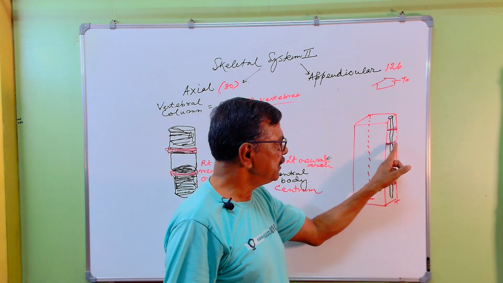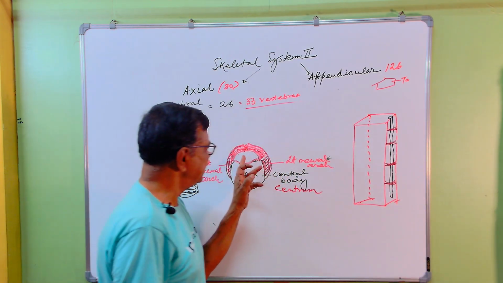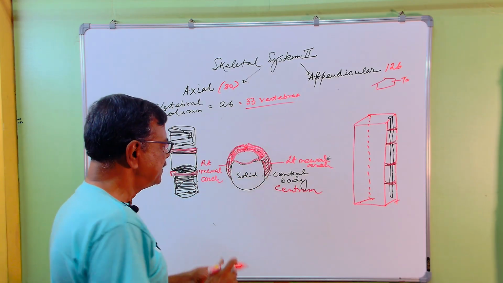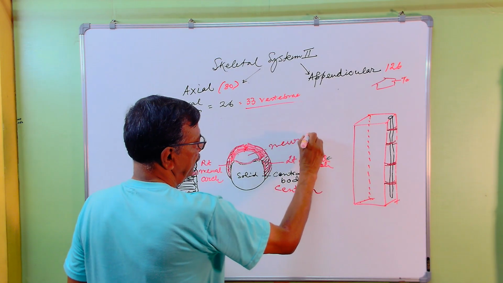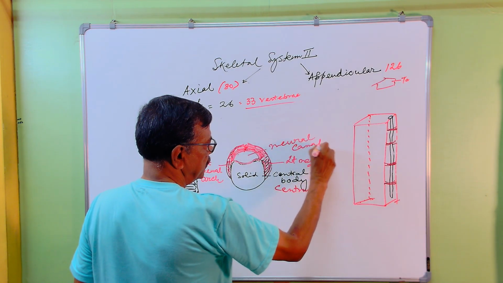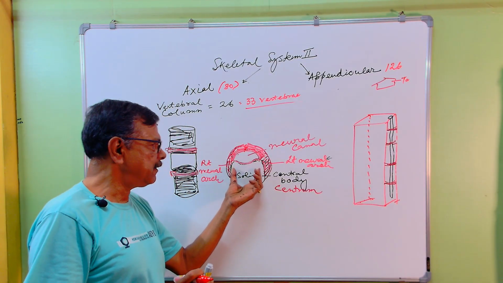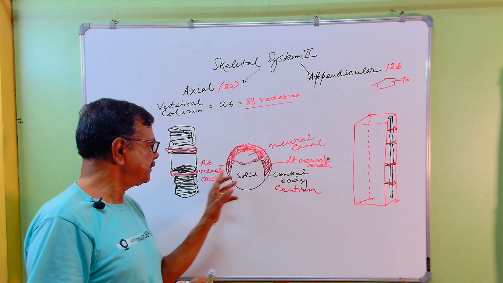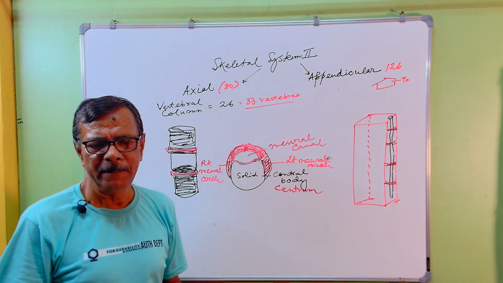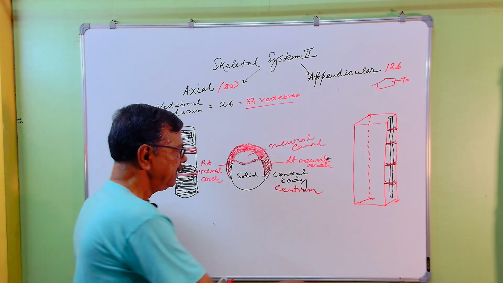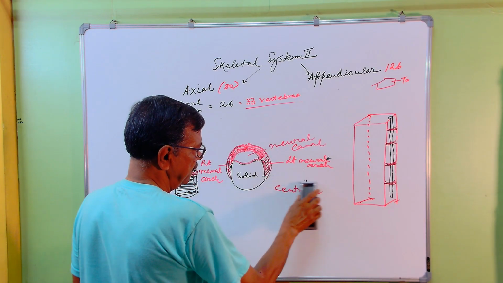With the help of this neural arch, it remains a long canal, one after another. This is known as the neural canal. So the neural canal is not within the vertebra, but it is formed by the outgrowth of the neural arch on the left side and right side. Clear?